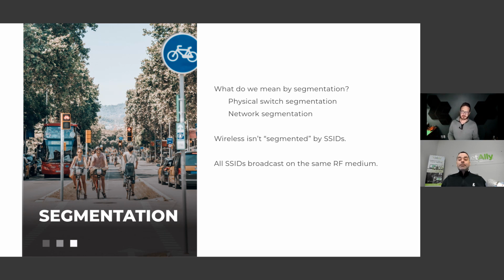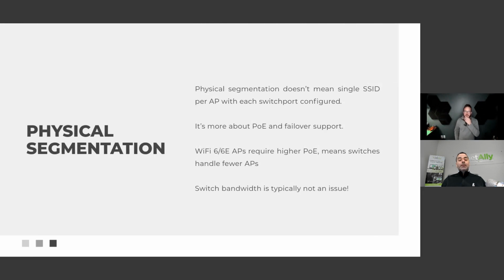So a lot of times when we look at segmentation, it comes down to a physical switch segmentation of your access points, and then network segmentation from a wired perspective of your devices, because the SSIDs are always on the same medium. So when we look at physical segmentation, how does this impact Wi-Fi 6 and 6E, and why are we talking about it?